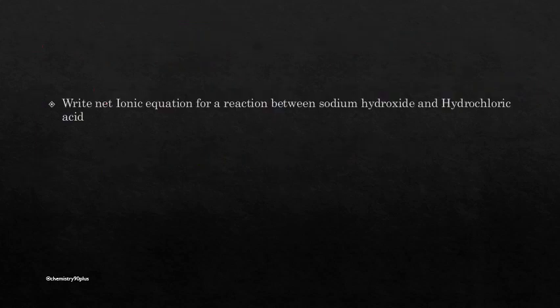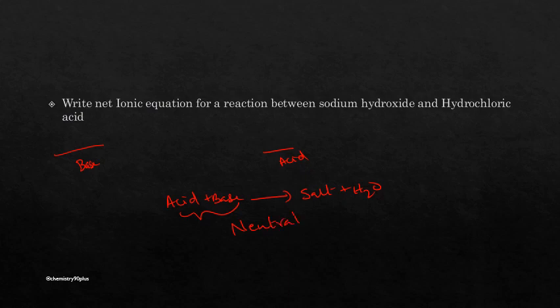Let's see another example. Write the net ionic equation between sodium hydroxide and hydrochloric acid. It is very clear that it is written hydroxide, so that's a base, and it is written hydrochloric acid, so that is an acid. So this is a reaction between an acid and a base, which is an acid-base reaction. You will get salt plus water. That means the acid is getting neutralized by the base. So we are going to write the neutralization reaction for sodium hydroxide and hydrochloric acid. Let us see how to write the net ionic equation for this reaction.